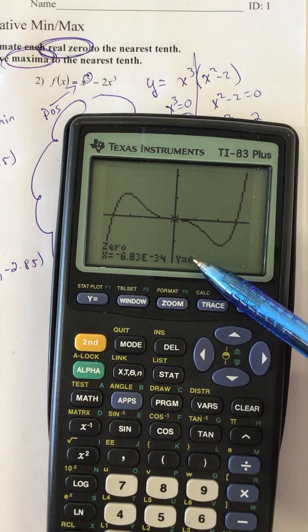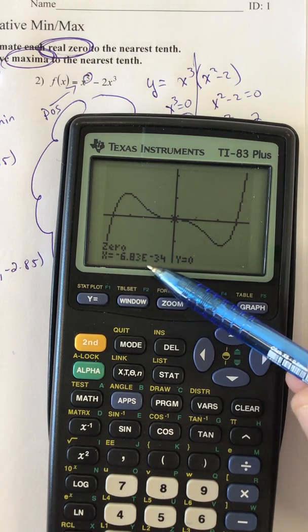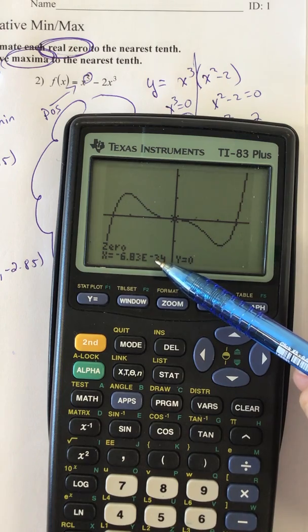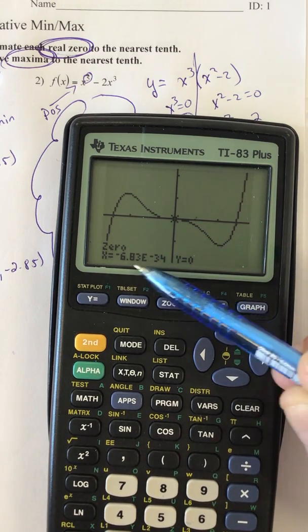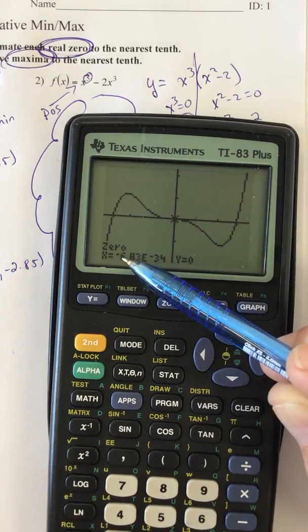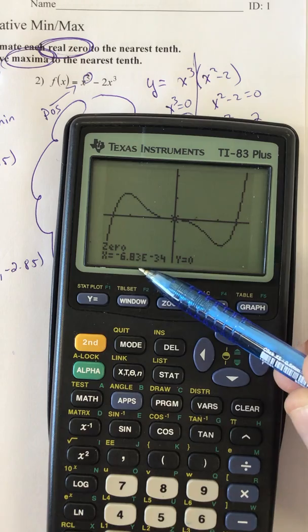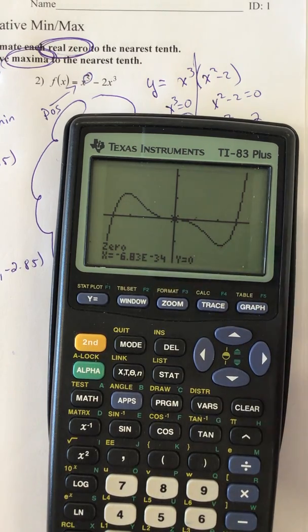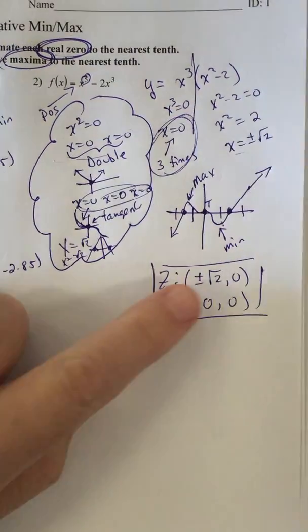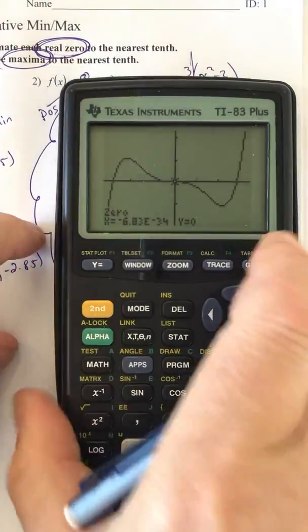Okay, see it says 0 right there, and that looks kind of weird. It's in scientific notation. That's -6 times 10 to the -34. We're rounding that to 0. That means there's 33 zeros in front of that, so it's just rounding to 0. That's 0, 0. Okay, so we already knew those though because we did it by hand. It was faster to do by hand than by calculator anyway.